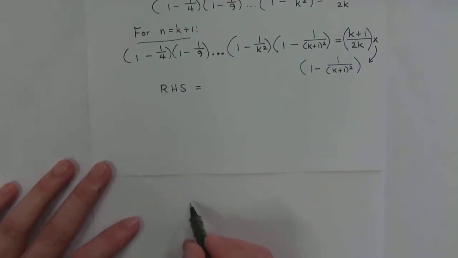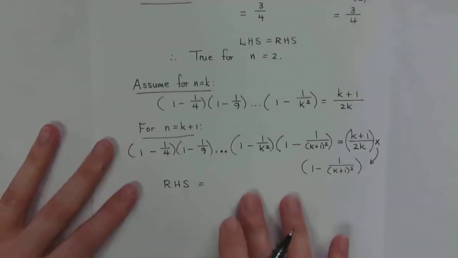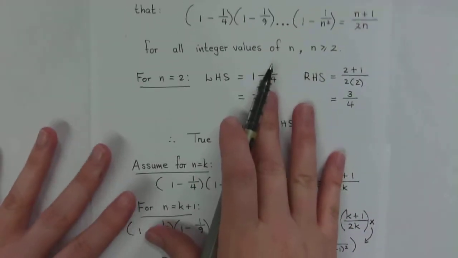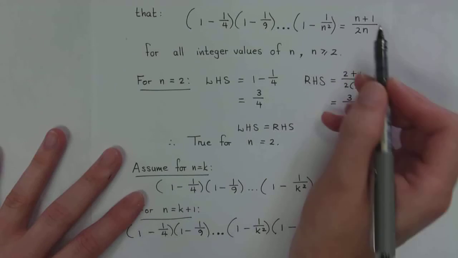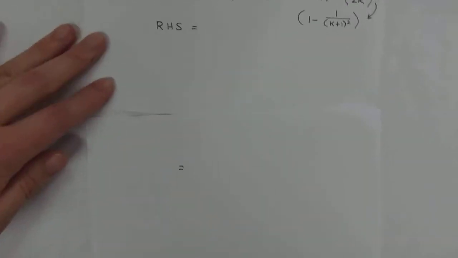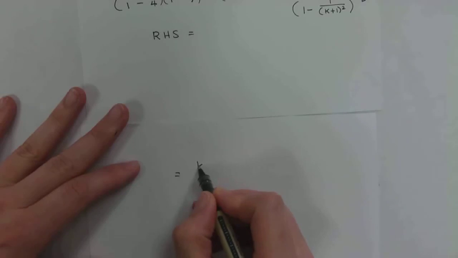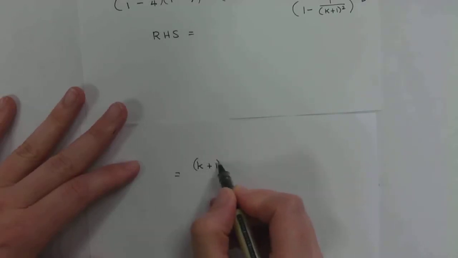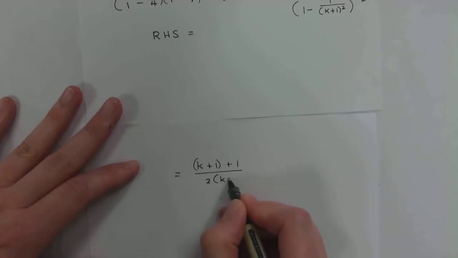And I know my answer over here I can get by using this part of the formula. My answer is going to come from that, but I'm going to substitute the n with k plus 1 because I'm trying to prove the sum of k plus 1 terms. So let's put that over there. So that's going to be equal to k plus 1 plus 1 over 2 times k plus 1. So that's what I'm trying to prove. Okay, good. So let's get cracking.